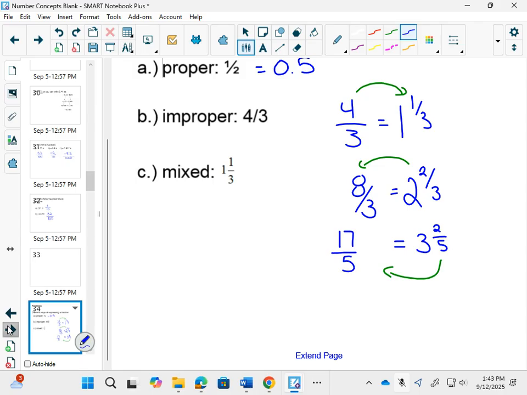Well, that 3 with the 5's, if you have 3 5's, it makes sense that you'd have 15. 5 plus 5 plus 5. So this represents 15/5, and then you have another 2, so you get 17 in total. So it's important to be able to work forwards and backwards.